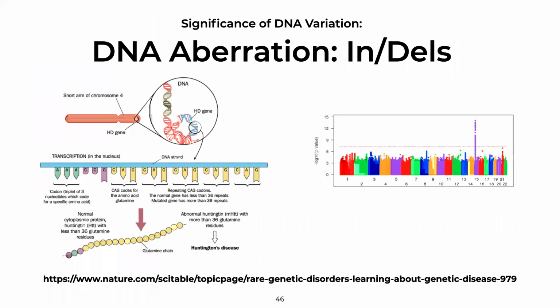Another example is DNA aberration. In Huntington disease, for example, it's not a single mutation, but it's actually accumulation of specific types of residues in the Huntington gene. So there is an accumulation here. You can see 36 glutamine residues at the end of this specific sequence.